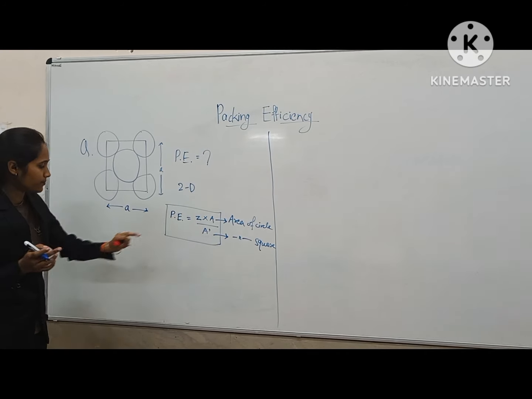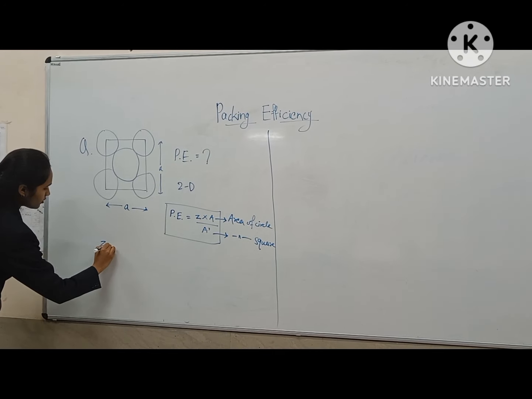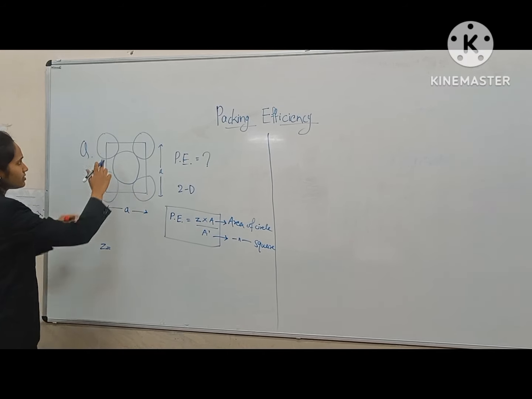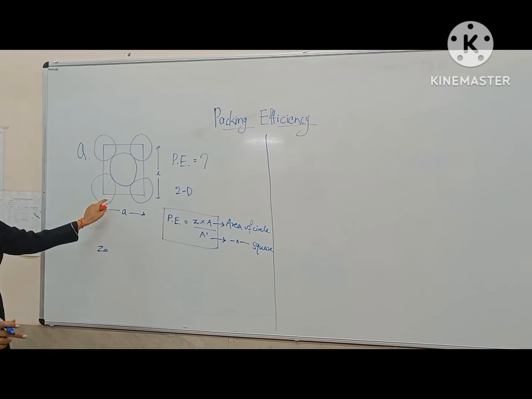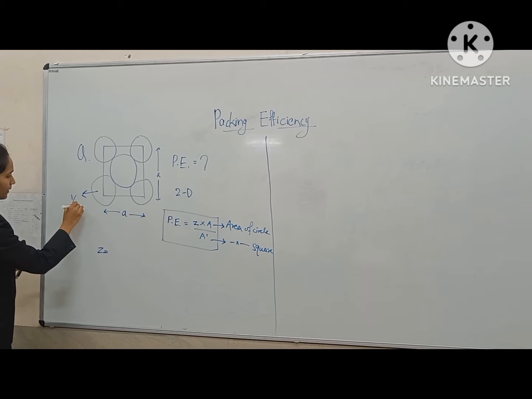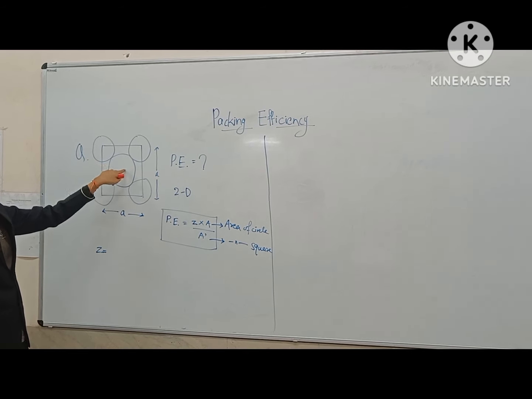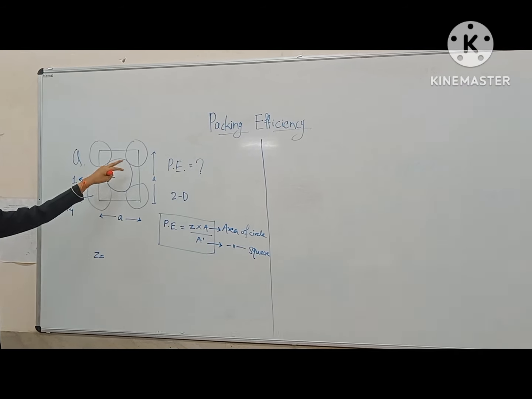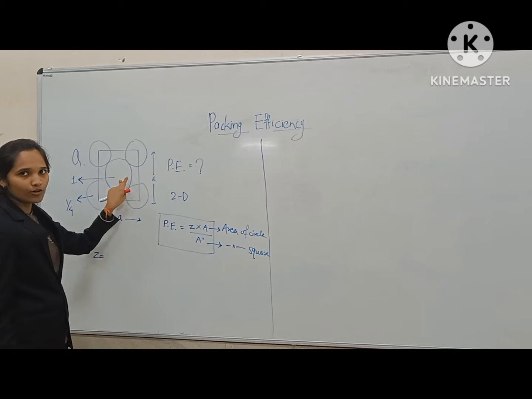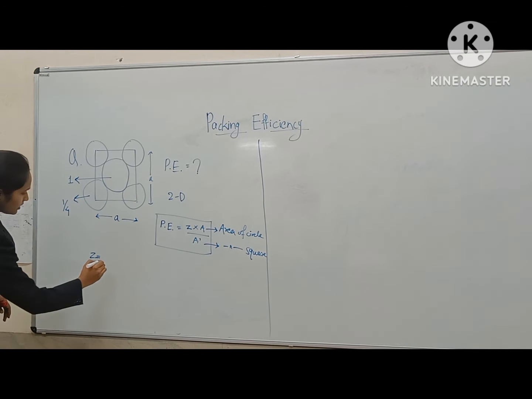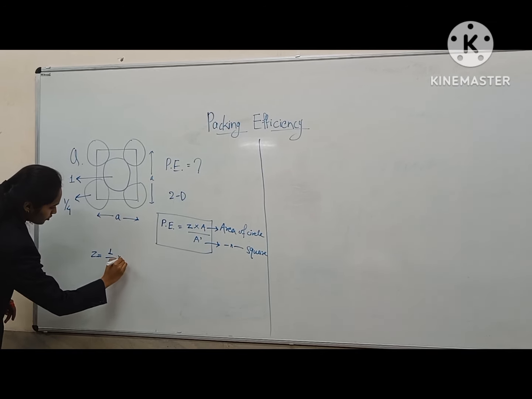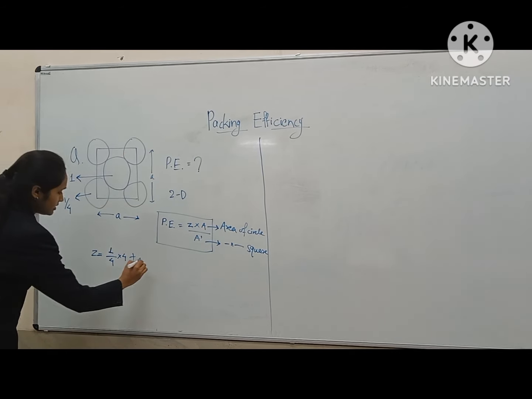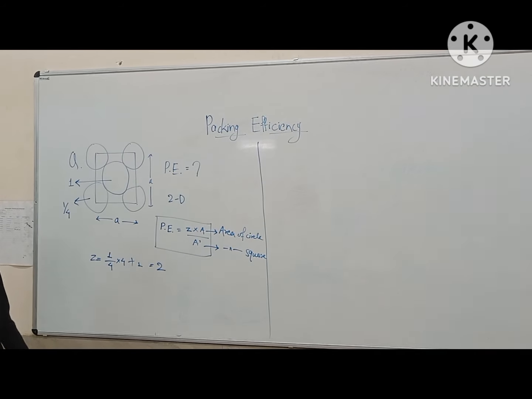So let's calculate Z. Z is the number of circles present inside the square. Here we have 4 circles at the corners, and each corner circle contributes only 1/4 of its part. The circle present inside the square contributes the whole part, so we consider 1. So the number of circles is 1/4 into 4 plus 1. Why 4? Because there are 4 corners, so there are 4 circles. So the value of Z becomes 2.